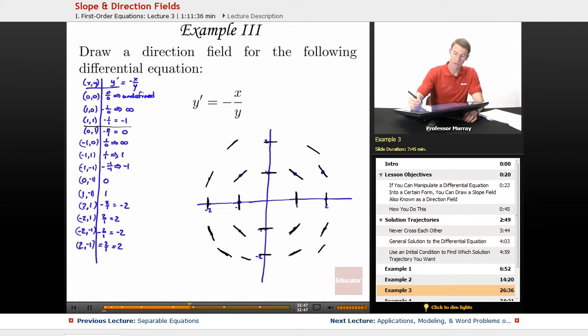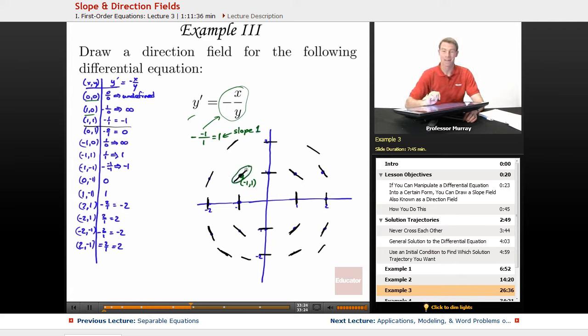Let me remind you about the individual steps there. I took different points, x's and y's. I plugged them into the differential equation, negative x over y, and for each one I got a y prime. So as an example there, here's the point negative 1, 1. I took that point and plugged it in there, and x over y is negative 1 over 1, and so that turns out to be 1. So I draw a little line there which has slope of 1. And so that's how I got that little line right there.